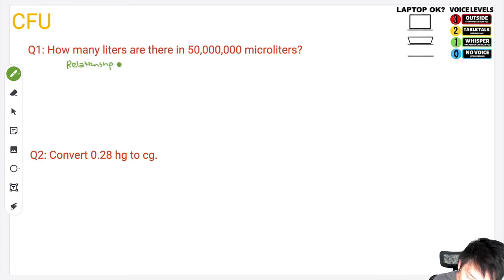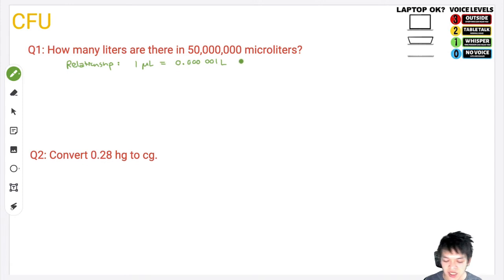Okay, assuming you're looking at your notes, you can find the relationships. But in this first problem, we have only 1 prefix, micro. I know that 1 microliter is equal to 0.000001 liters. That's the relationship, and I can just get that from the table, right? That's it. We should only require 1 relationship here. There's only 1 prefix. We're going to start with this gigantic number, 50 million.